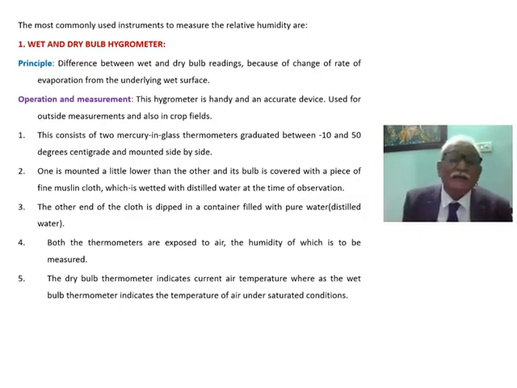Once again, the difference between wet and dry bulb readings because of change of rate of evaporation from the underlying wet surface. This is the principle, operation and measurement. This hygrometer is handy, very simple, and an accurate device. It is used for outside measurements and also in the crop fields. As far as agricultural meteorology is concerned, we should measure the humidity inside the crop field.